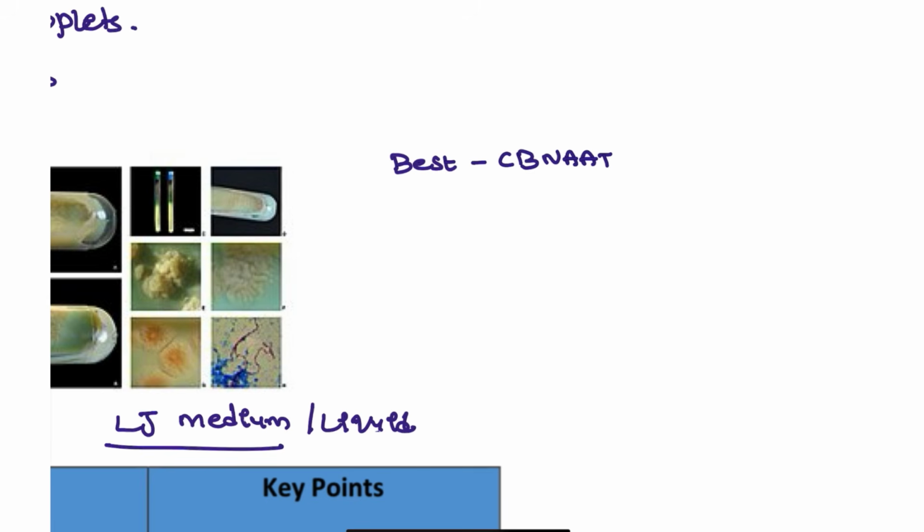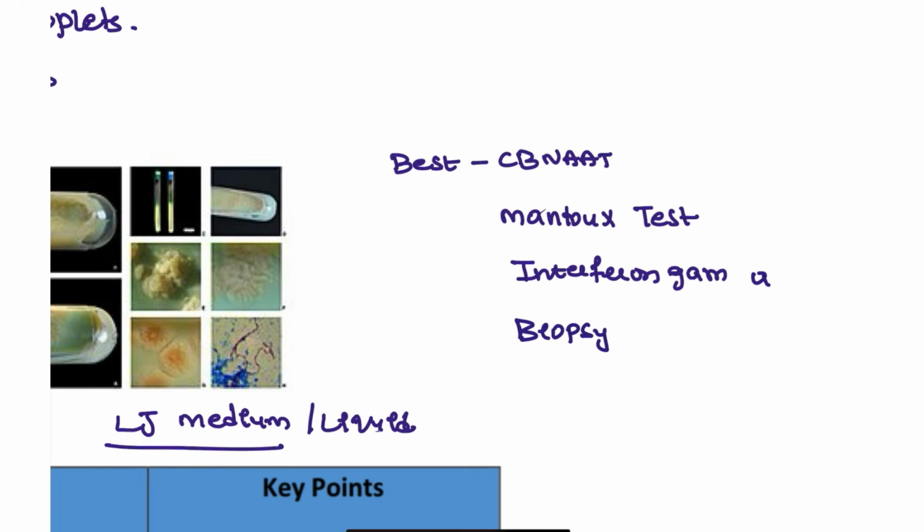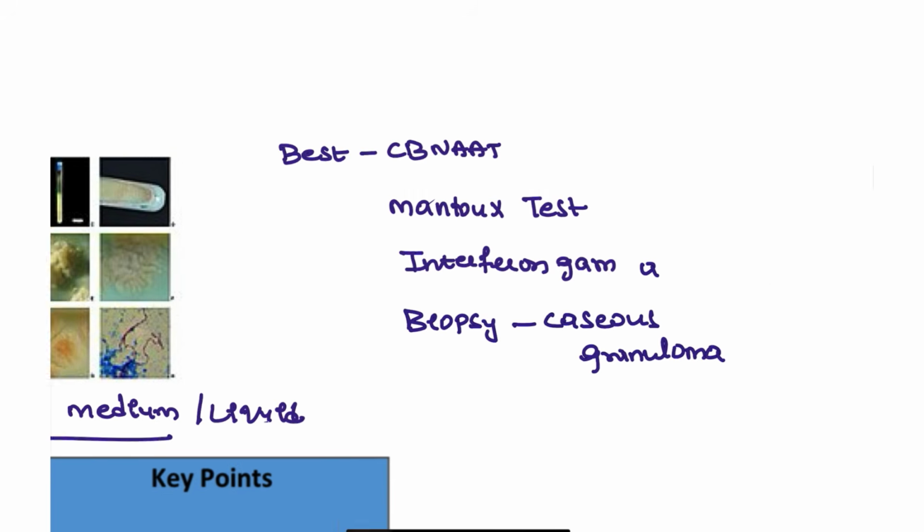Next, another test that we can do is the Mantoux test. Mantoux test is also positive, and also interferon gamma, and in rare cases we can also go for a biopsy. The biopsy will show the caseous granulomas, right? This is how it is going to be presented.